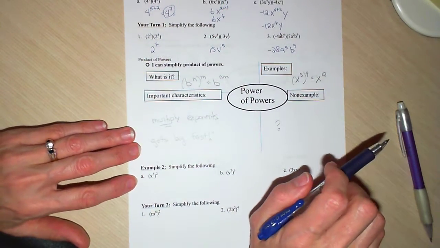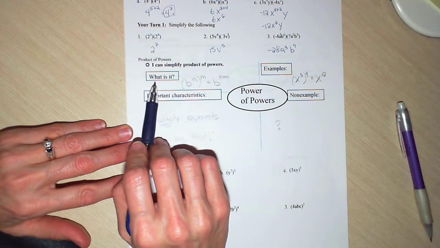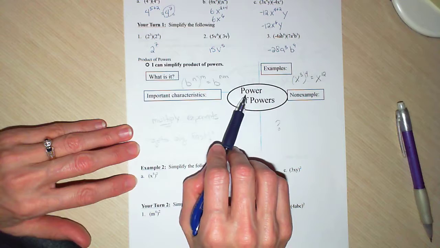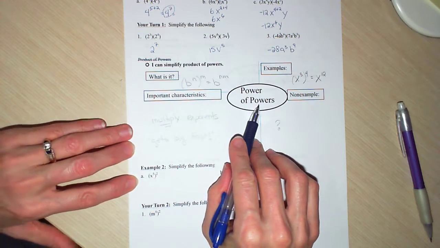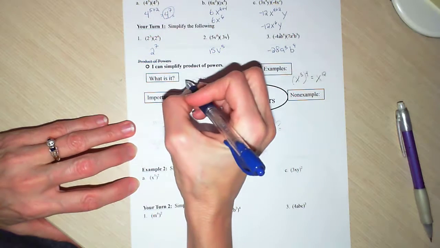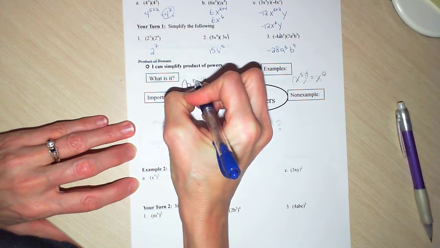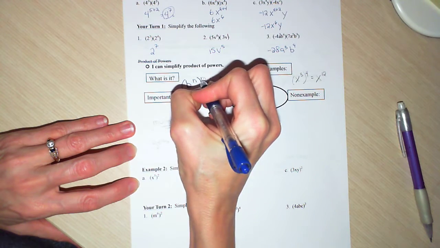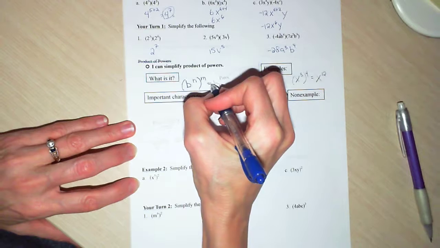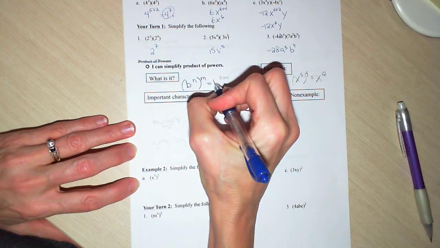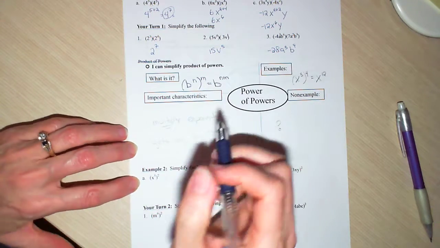Okay, now what do we have? Product of powers. No. This is wrong. Cross that out. Power of powers. That's what we're doing here. And here is our rule. I have a base, raised to an exponent, and then raised to another exponent. So that's the power of the power. And when you're doing that, you multiply the exponents.